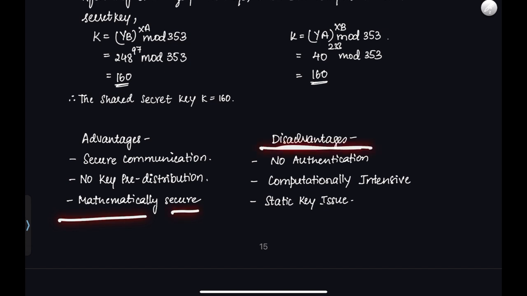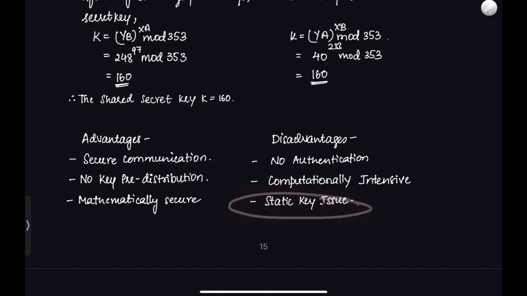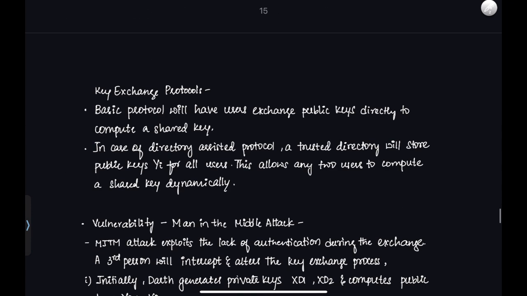Coming to disadvantages, the first one is no authentication. That is, it is prone to man-in-the-middle attack if additional measures are not taken. Then we have computationally intensive. That is, when we are taking large prime numbers here, the computations are also more, thereby it can take a little more time to perform the operation. Then we have the static key issue. That is, reusing the same keys can compromise the security. So this was about the advantages and disadvantages.